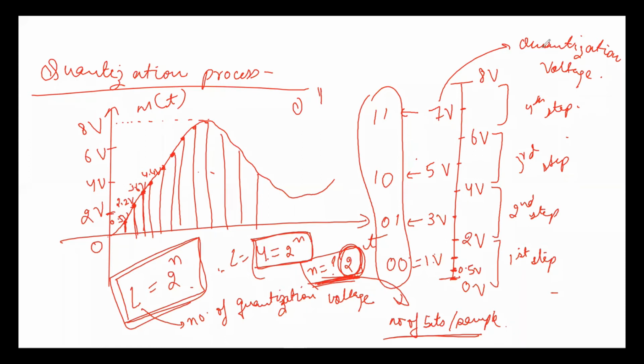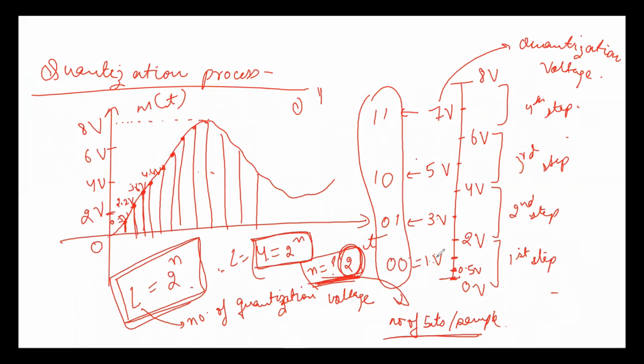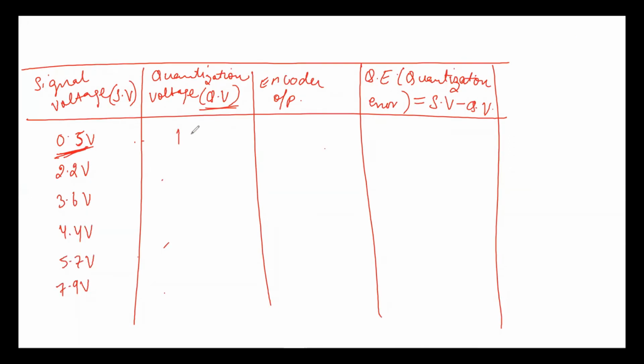My quantization voltages are 1 volt, 3 volt, 5 volt and 7 volt. And our first signal voltage is 0.5. We have to round off this signal voltage to the nearest quantization voltage, which is 1 volt. So for this 0.5 volt, the nearest quantization voltage will be 1 volt. Is that clear? Now, for the second signal voltage, that is 2.2.